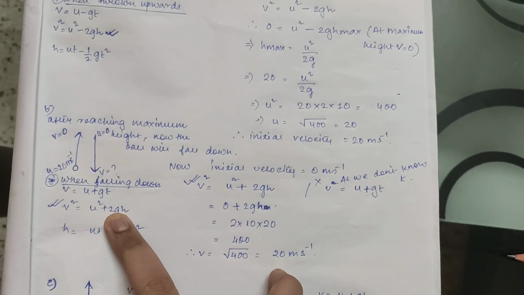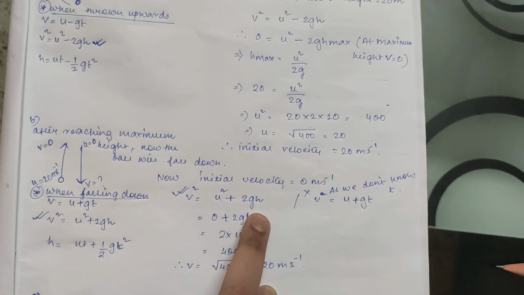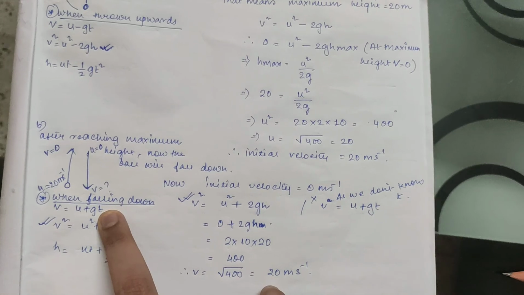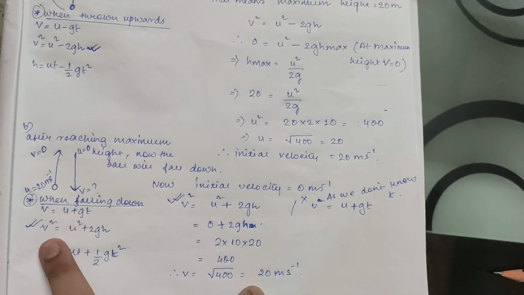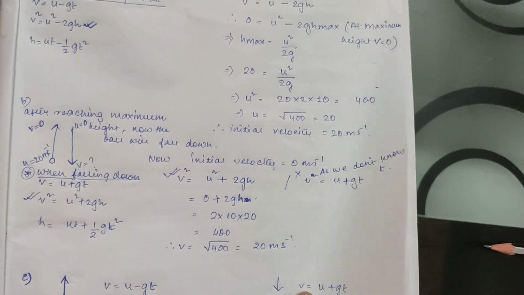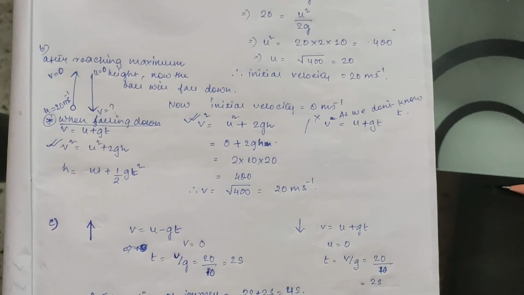How? Because U equal to 0 now, V square equal to 2GH. I cannot use this form. Again, T is not given. T I have to calculate. So V square equal to U square plus 2GH. So I am calculating V from here. And then you can calculate T from this.